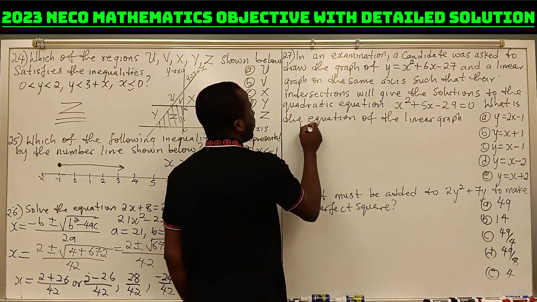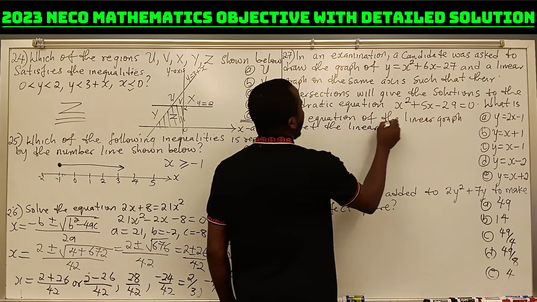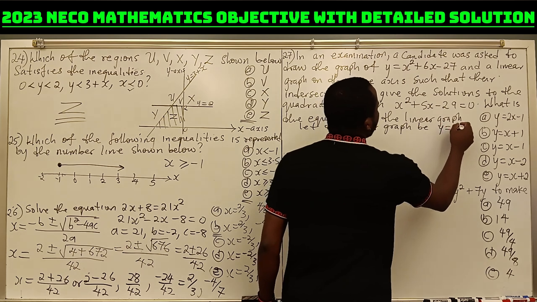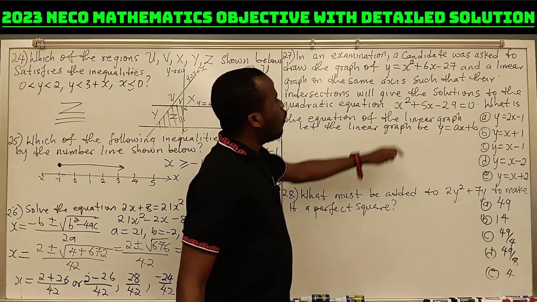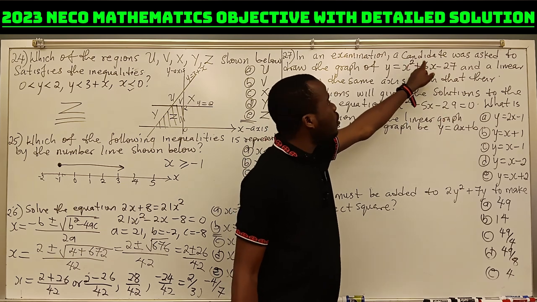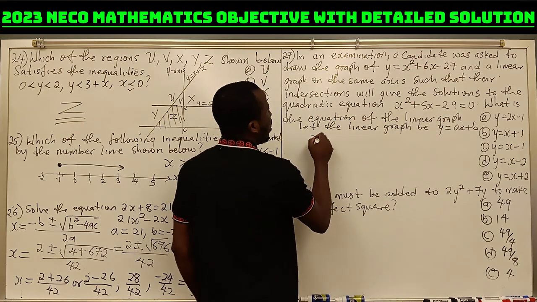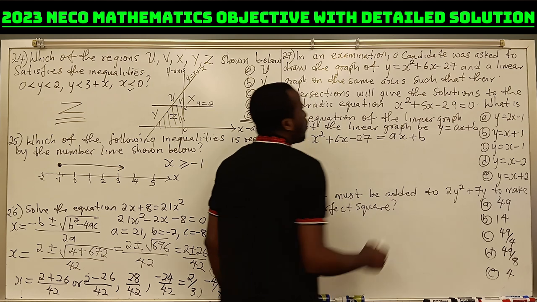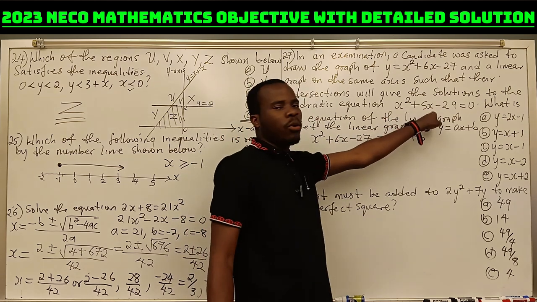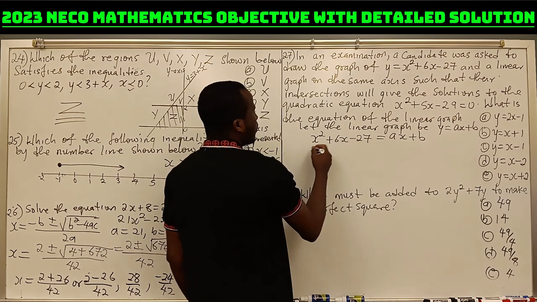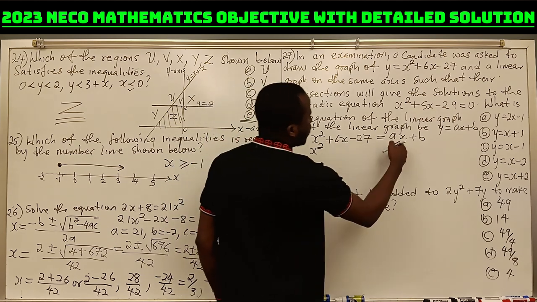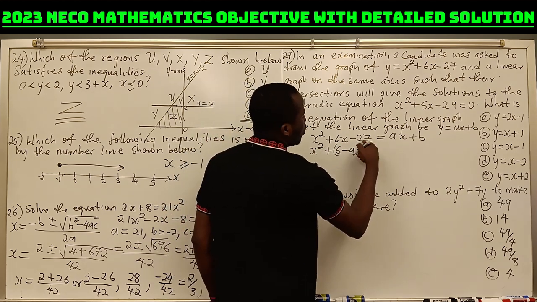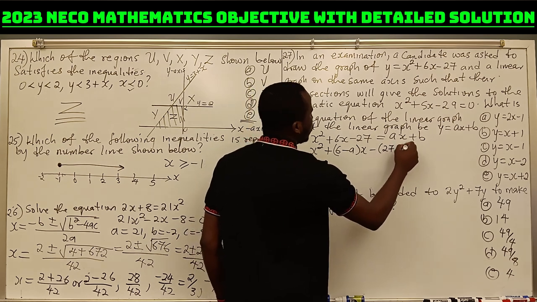So let us start by saying, let the linear graph be y equals ax plus b. For us to have the intersection, this must be equal to this, so that x squared plus 6x minus 27 has to be equal to ax plus b. So it is this intersection that gave rise to this quadratic equation. If we take this here, x squared, 6x minus ax, this will be 6 minus a times x, minus 27 minus b, this is minus 27 plus b.